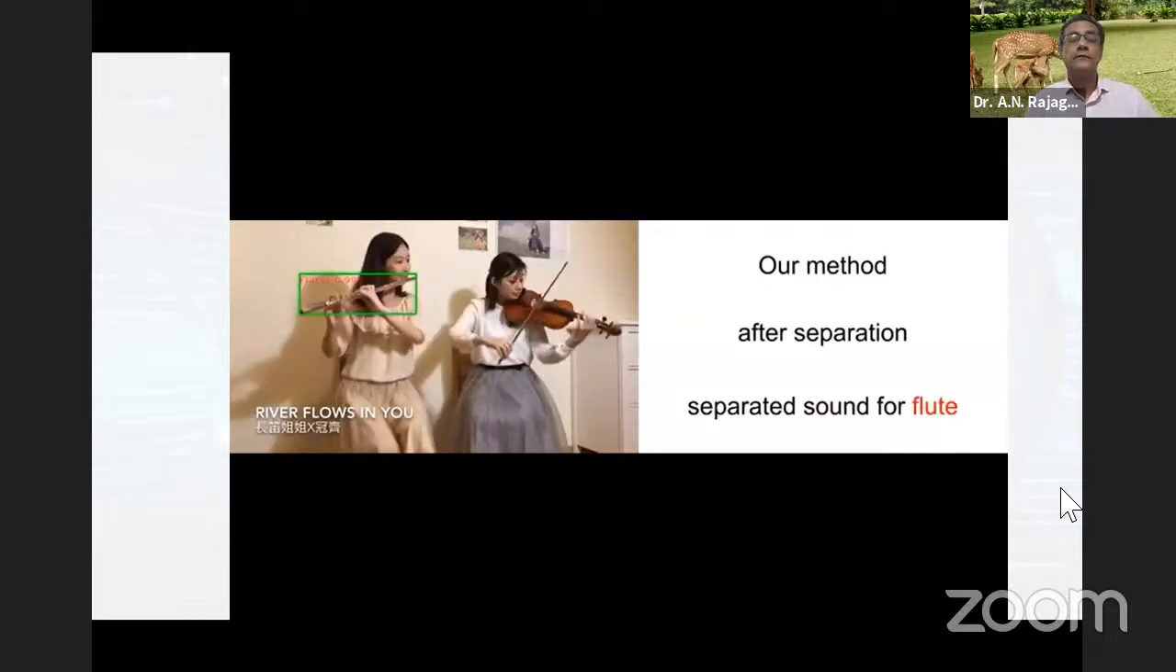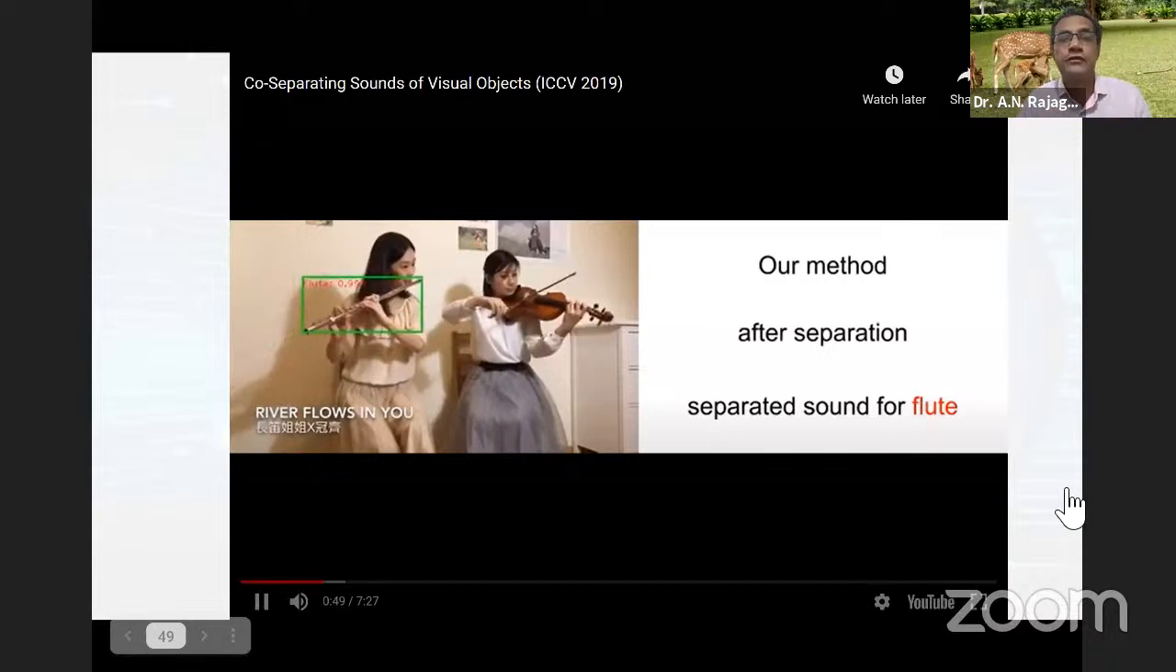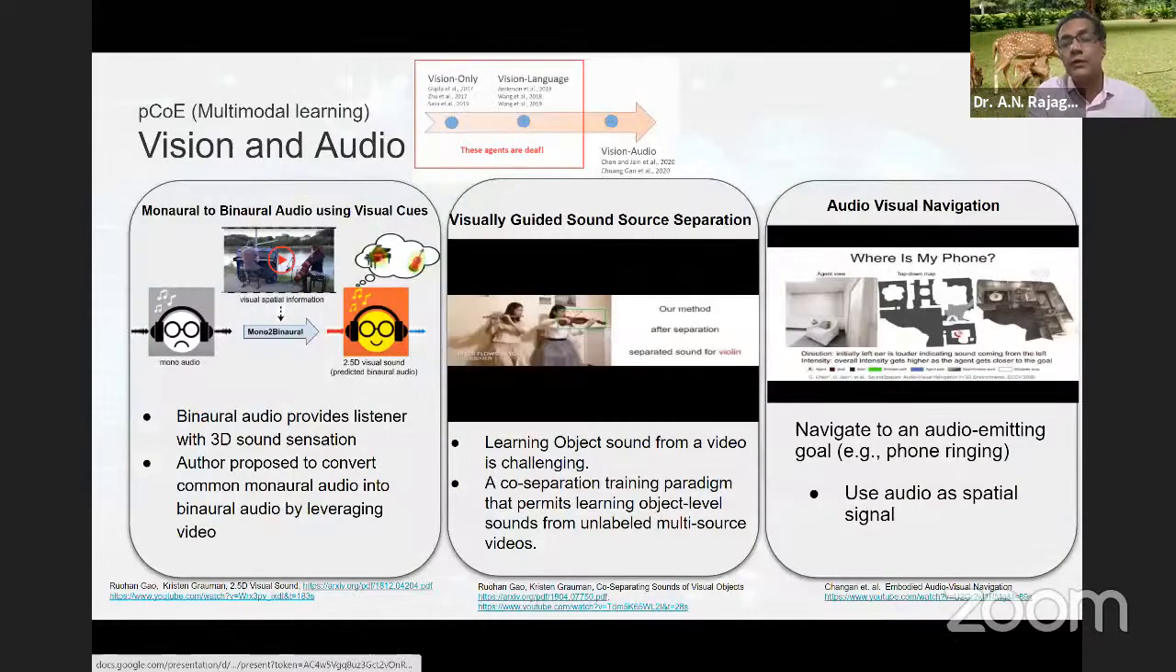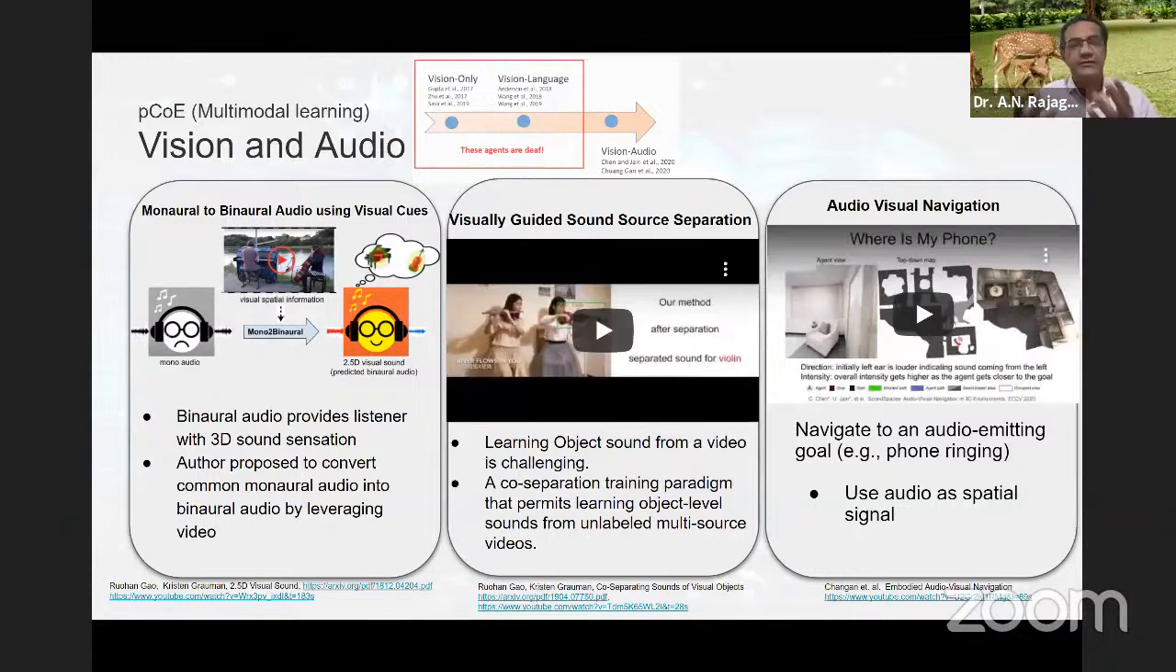Yeah, so you could see that there was a sound source separation that was clearly happening. On the one hand, you could just hear the violin, or if you chose to just hear the flute, you could do that. And all of this with some very, very weak supervision, in the sense that here the visual cue is simply the fact that you've seen certain objects.